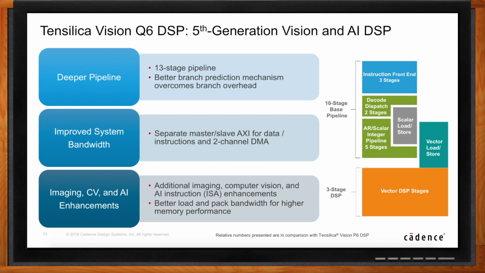So we have a very sophisticated branch prediction mechanism. So that's the deeper pipeline. That's the processing part of it. Then the second part is the area for the system. So we have a separate master and slave AXI, and we also have added the 2-channel DMA.